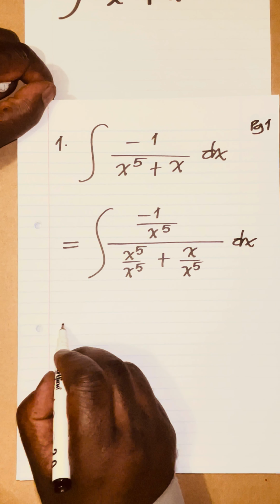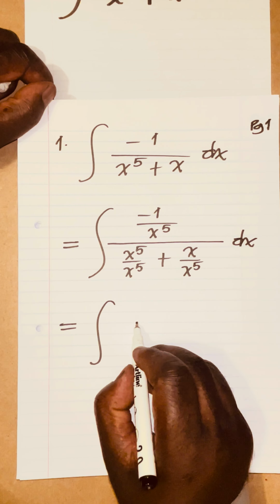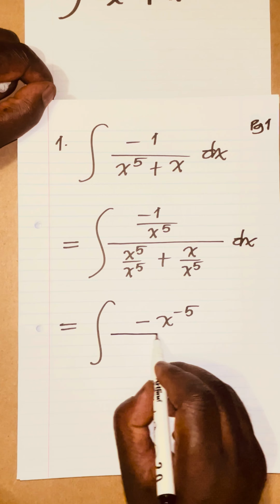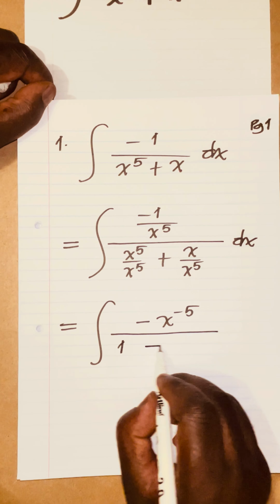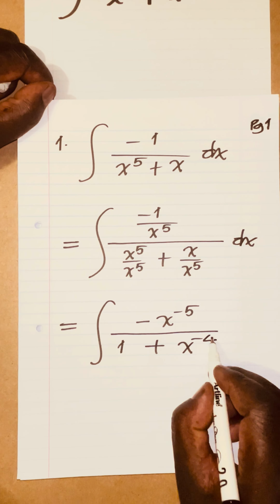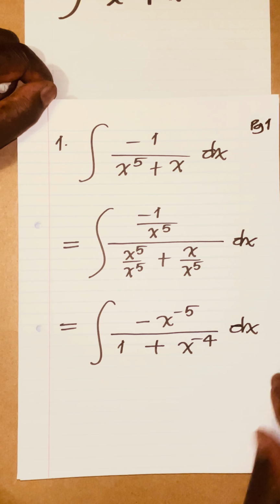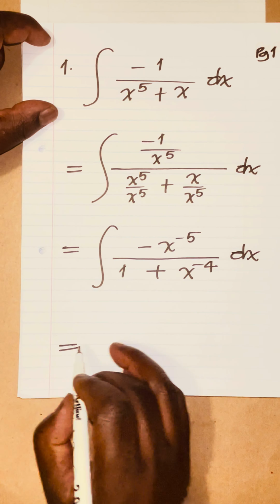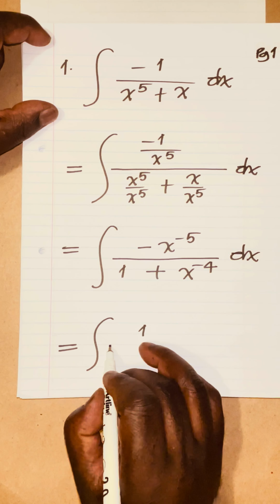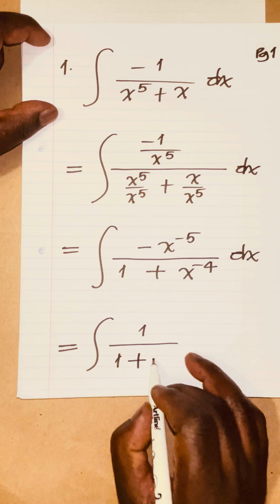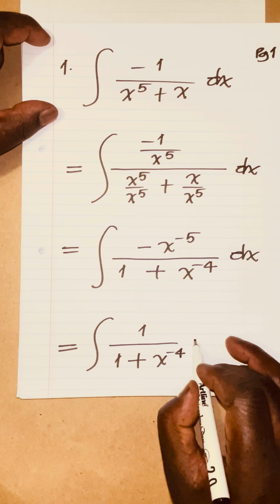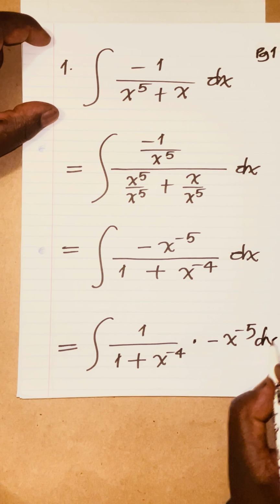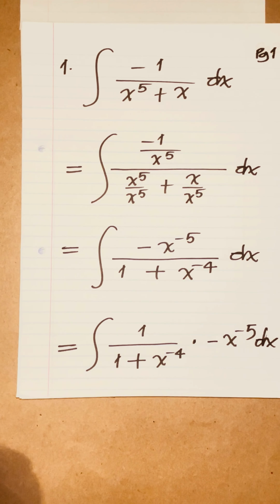Now the numerator becomes minus x to the power -5. Remember, laws of exponents. In the denominator we have 1 plus x to the power -4 dx. Now I'm going to rewrite this integral as follows. My next step is the integral of 1 all over 1 plus x to the power -4, and we're saying times minus x to the power -5 dx. You'll understand shortly why I'm doing that.